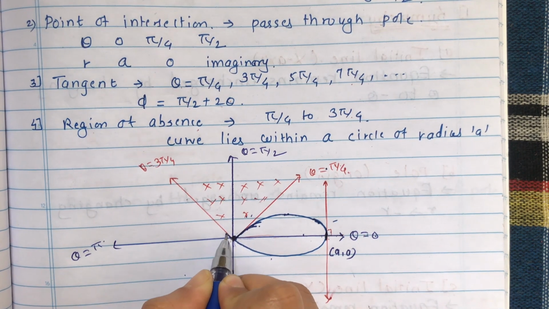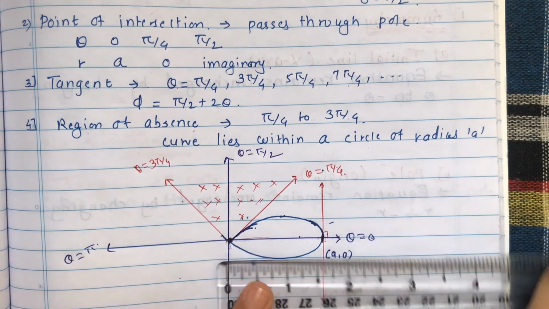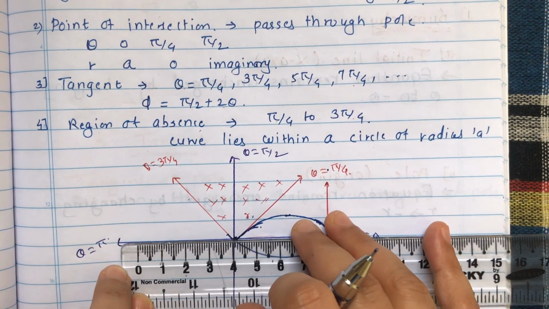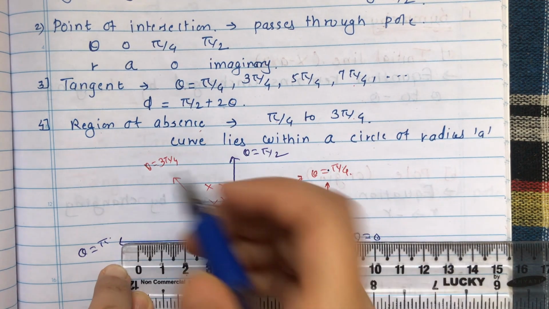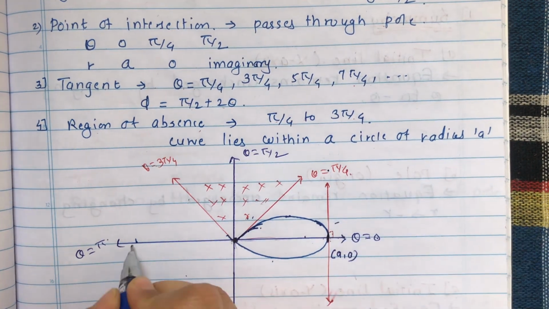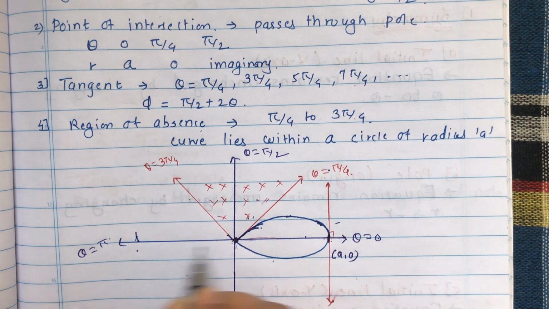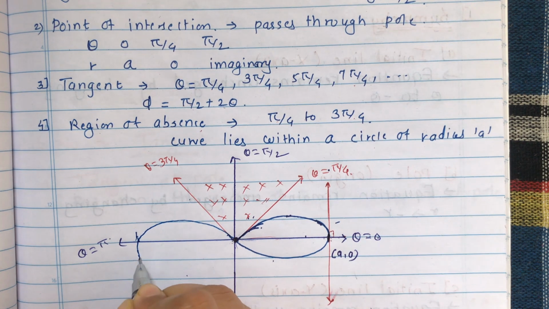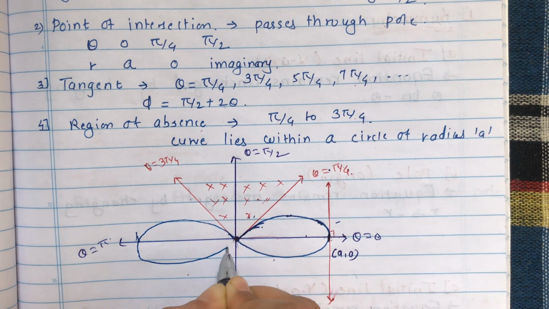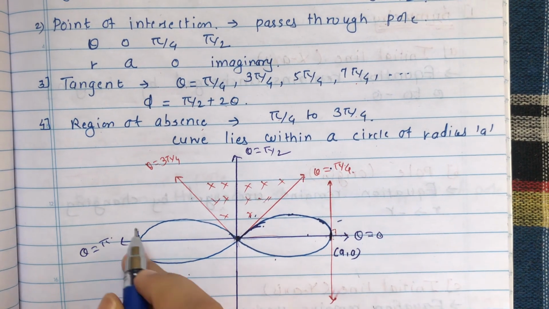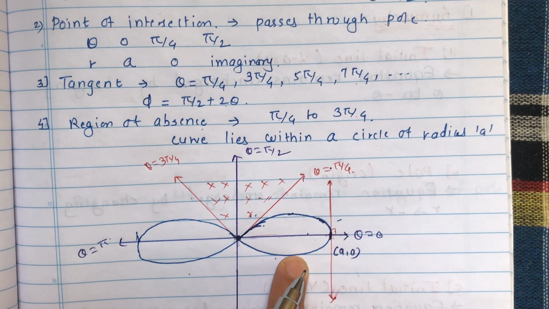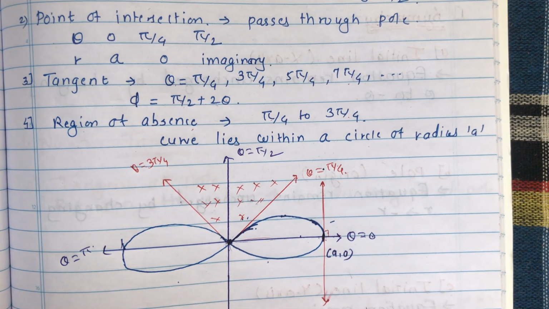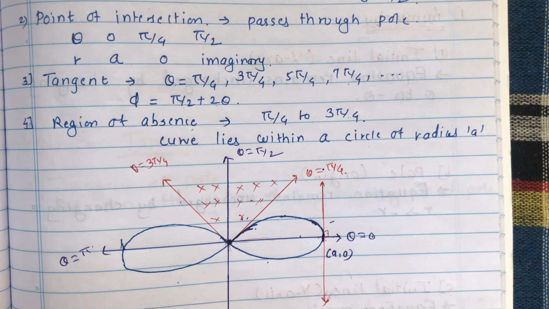Similarly, I have taken this 4, so here also we can take 4 and we can complete using symmetry. So this is the curve, looks like an infinity sign. So in this way you can draw or you can trace the polar curve. Thank you.